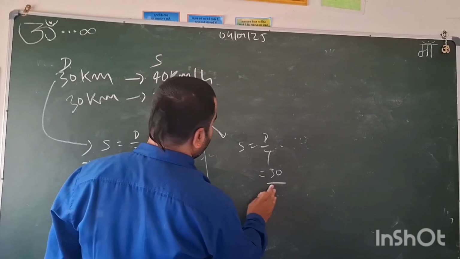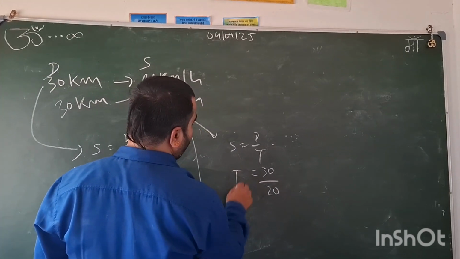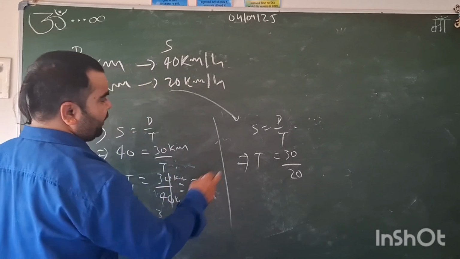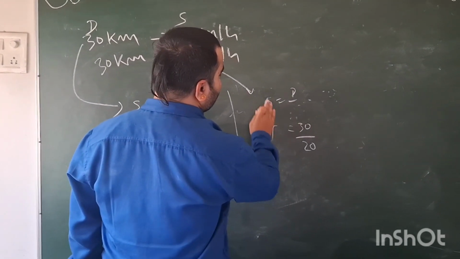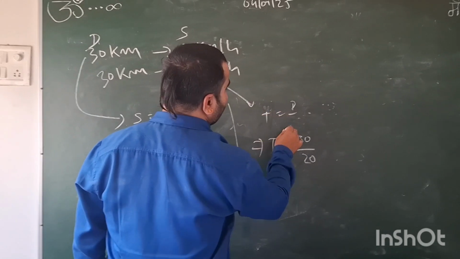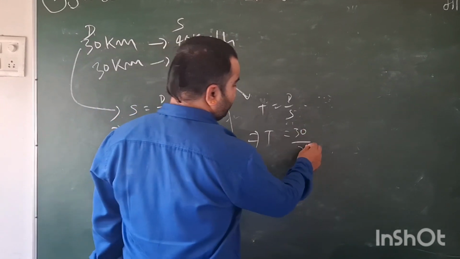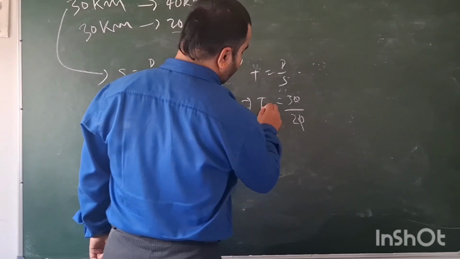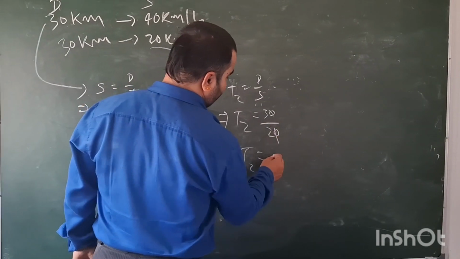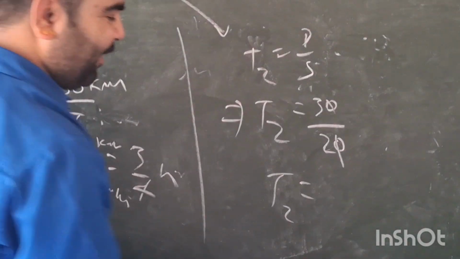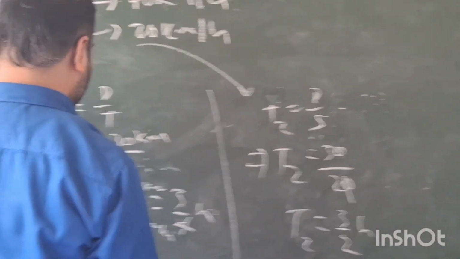Write S here. So S is 20 kilometer per hour and T is not given. Write here T. Cross multiplied here. So if you want to find T, just cross multiply, D by S. Okay, so T is equal again, you will get t2. Write t2. t2 is equal to 3 by 2 hours. Okay, this is the total time.